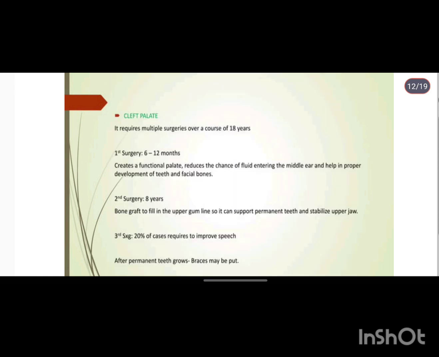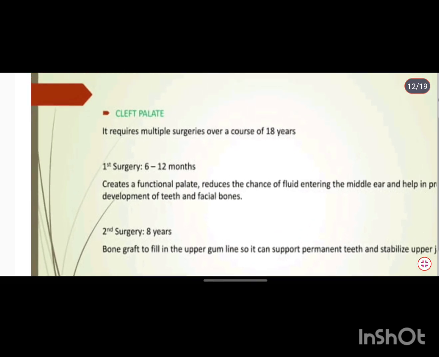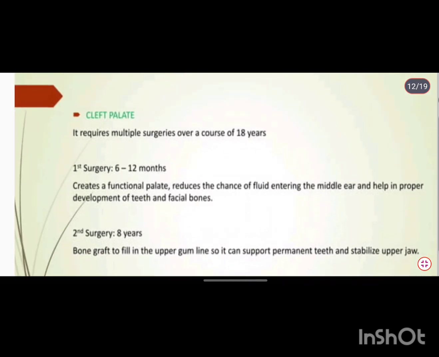And cleft palate requires multiple surgeries. The first surgery is usually done at the age of 6 to 12 months, for proper development of the teeth and the facial bones. Also, you can see the second surgery is done at the age of 8 years, where it involves bone grafting to fill the upper gum line and also to support the permanent teeth and to stabilize the upper jaw.